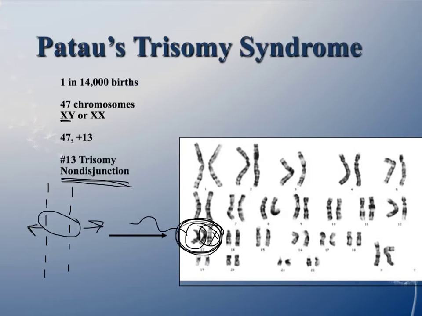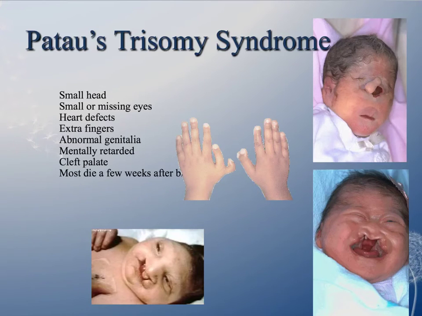It can happen with males or females because it is not an extra sex chromosome. You can see down here, these are normal. It happens in about 1 in every 14,000 births. Some of the symptoms of Patau syndrome include a small head, smaller or missing eyes, heart defects, extra fingers, abnormal genitalia. They can be mentally retarded, having a cleft palate, which is seen in this picture here. Most of them do die within a few weeks after birth.